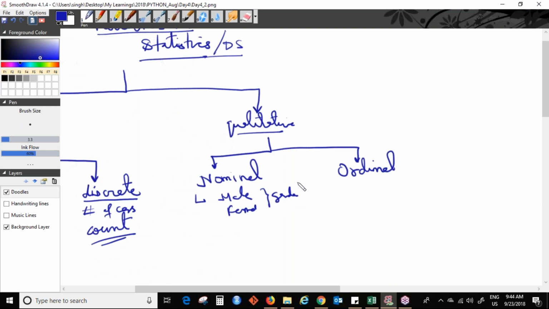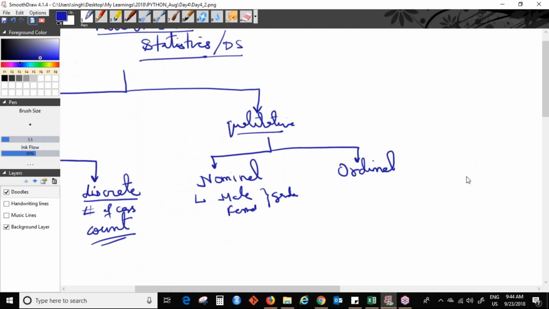In gender, there is no order. You cannot say that female is greater than male or male is greater than female. There is no order. We are not talking about alphabetical order here, don't consider alphabetical order. We are talking in terms of business. In terms of business, you cannot say that male is greater than female or female is greater than male. So it is nominal because there is no order. For example, colors. You cannot order colors. You cannot say red is greater than blue or blue is greater than red. So it falls under nominal variables.